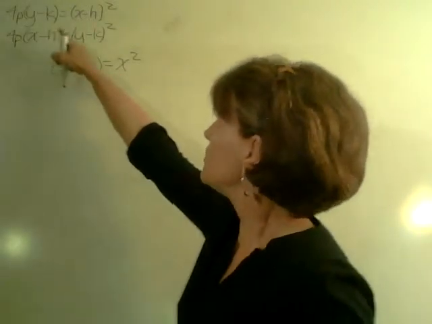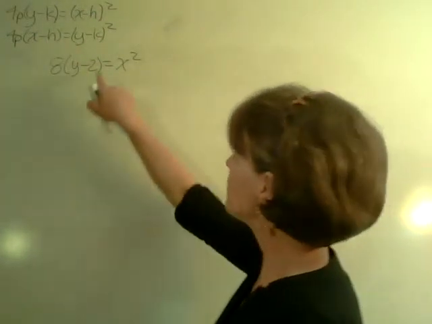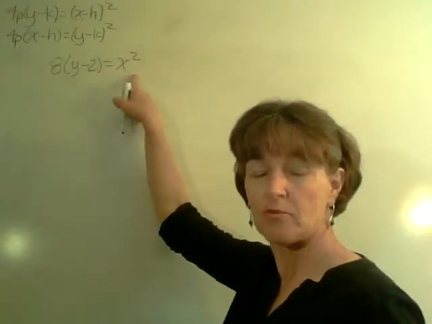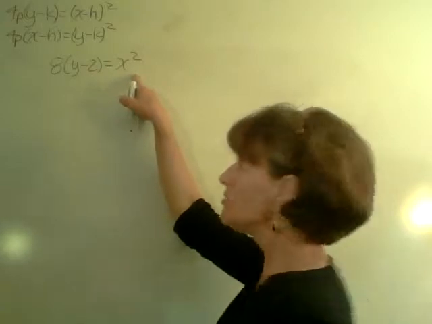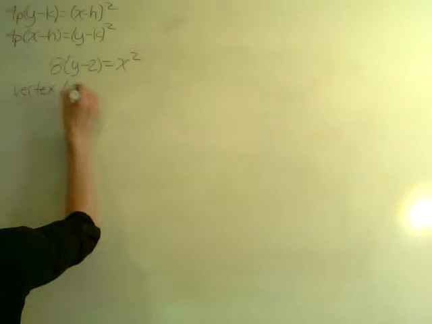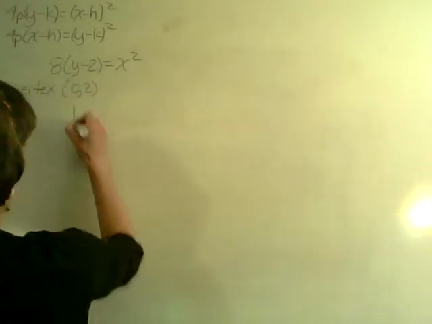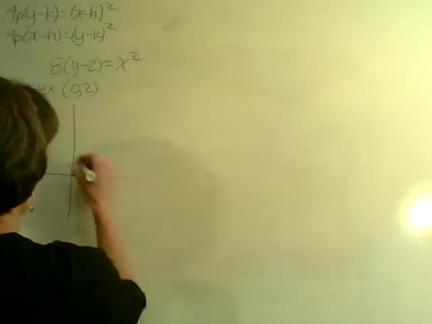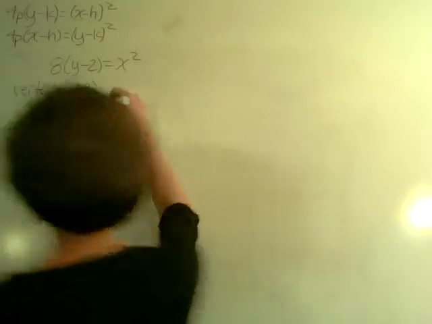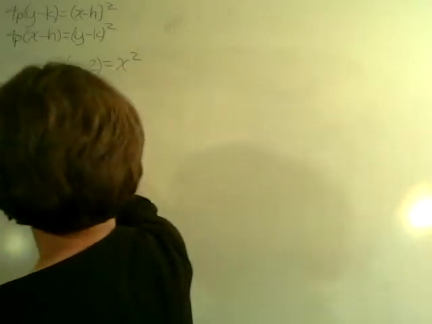When I look at that equation, the h, k in these equations represents the vertex. Notice that I don't appear to have an h with my x, but that just means h is 0. So my vertex for this equation is 0, 2. There's my vertex. I know it opens up, so I can go ahead and do a quick sketch of this parabola. You see, here's my vertex at 0, 2, and I know that my parabola opens up.